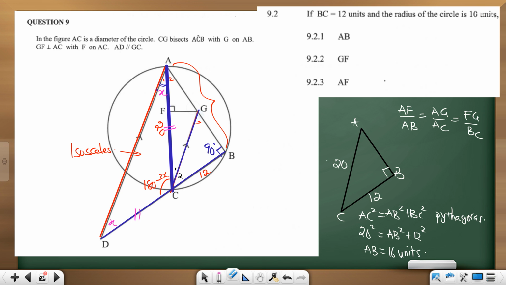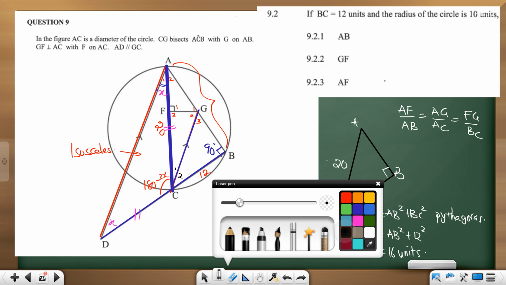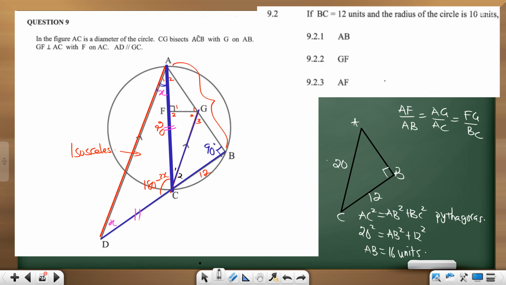We're looking for FG. I'm thinking, okay, this angle we can get by using trig ratio. But will that really help us? Is there something we are missing? Okay, let me write. Let me just, if anybody sees anything, let's walk through.